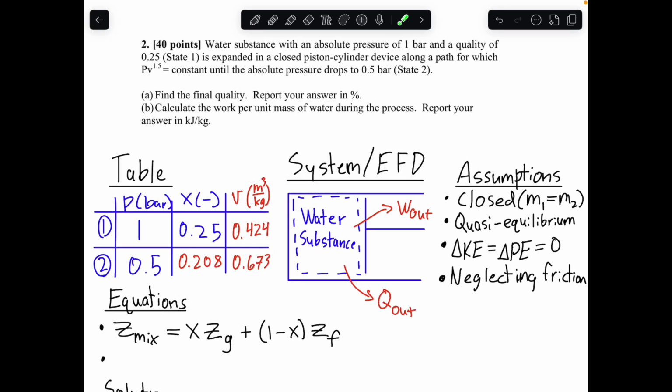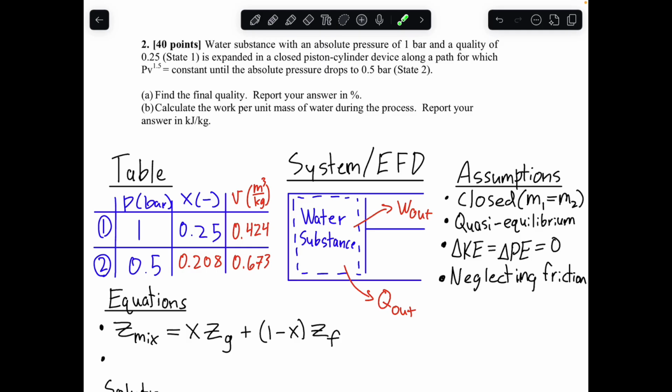Okay, now we'll move on to part B of this problem. Before we do, I have the same setup here that I had for part A, except for my table now, I've added in these values here in red, which we found from part A. So we found the final quality at state 2, and we also found these values for specific volume at both states 1 and 2, which helped us to find the quality. This is another reason that it's useful to use a table, because these values are actually going to be useful for us as we work on our answer for problem B.